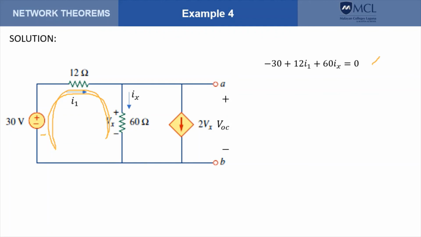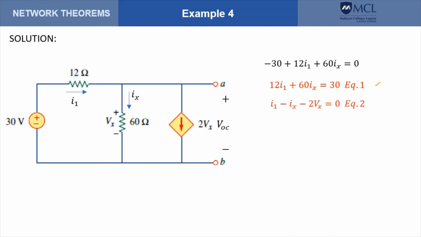So starting here, minus 30. So here, this is our polarity in the 12 ohms. So plus 12 I sub 1, and then plus 60 I sub X. So that is our first equation. So rearranging that equation, that becomes our first equation.